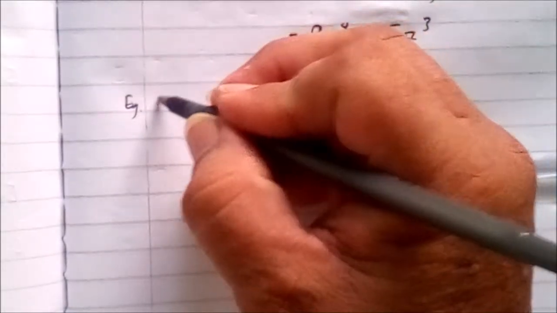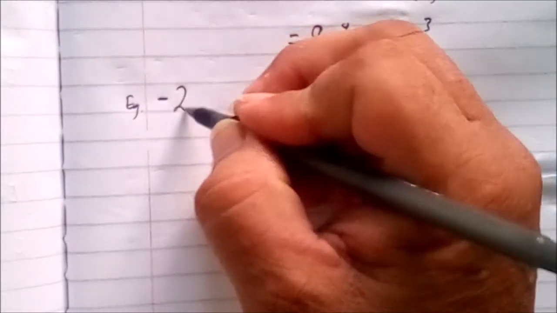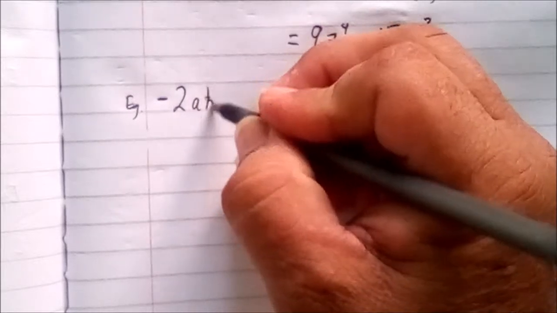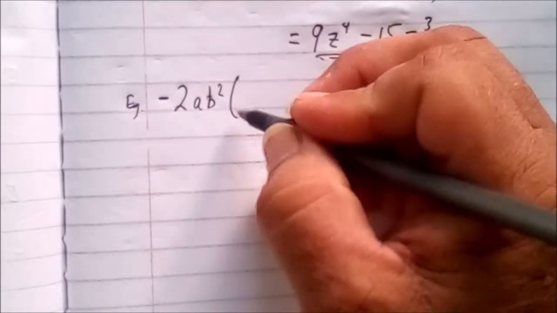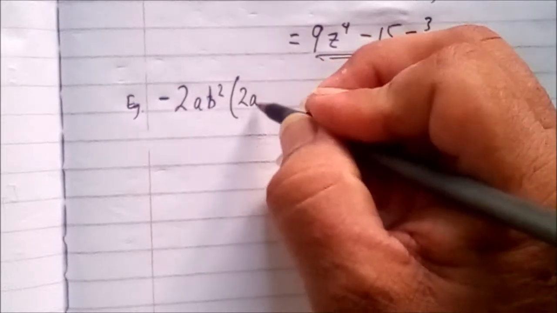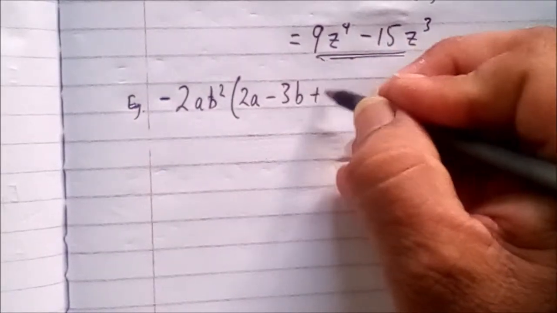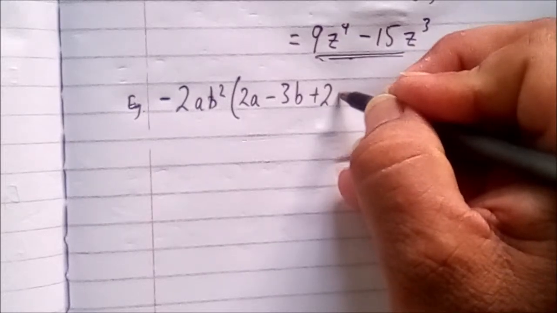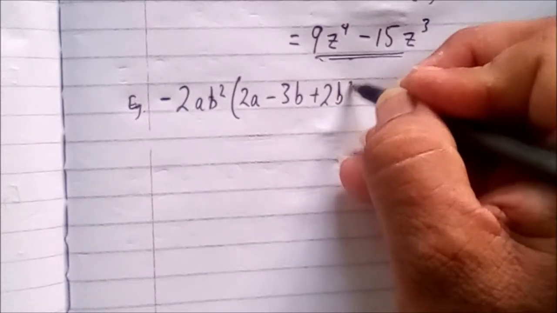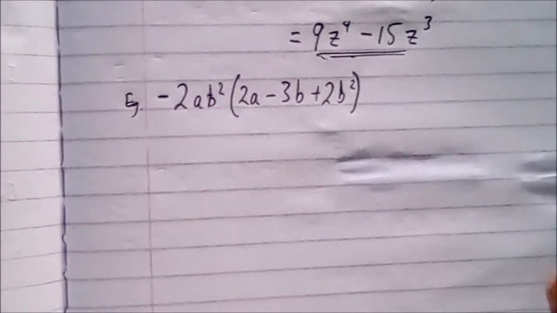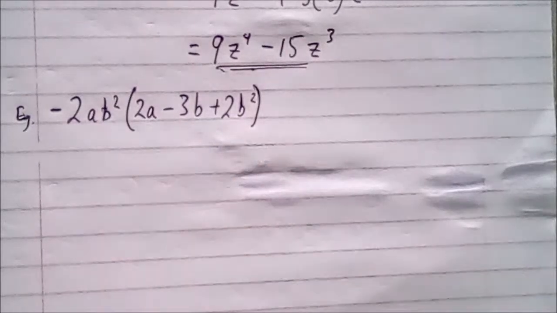Next example, negative 2ab squared, bracket 2a minus 3b plus 2b squared. Okay, so now we're going to apply the same thing, multiply each term which is inside of the polynomial by the monomial.